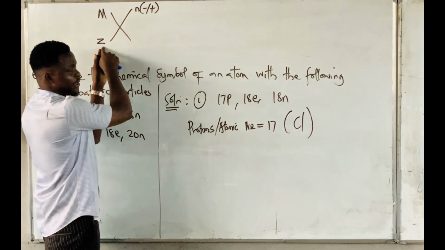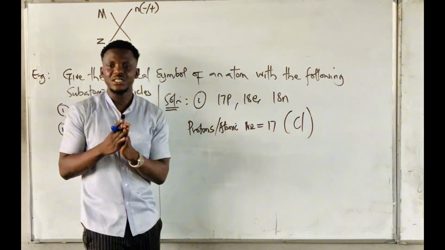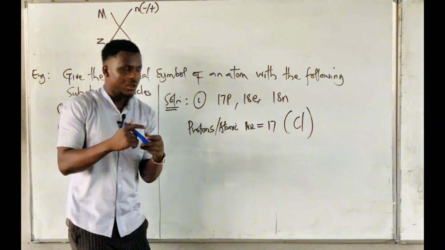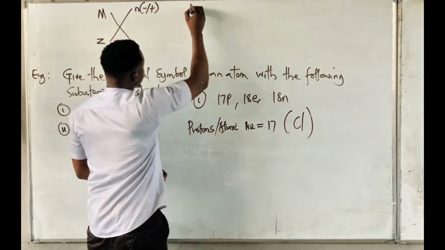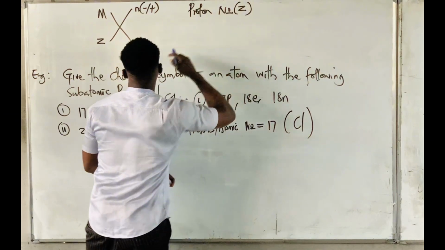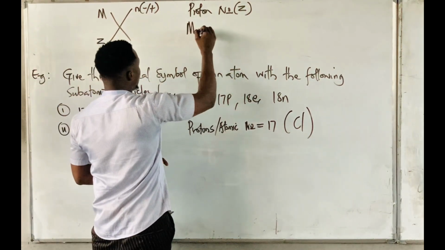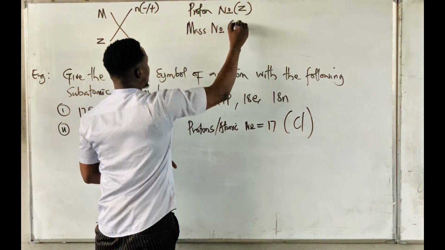So this Z is the proton number, the M is the mass number. If you want to get the chemical symbol, what are the things you should look out for? The things you should be looking out for is the proton number, which is this Z, so that after you must have done that, you put it here. The next thing you should be looking out for is the mass number, which is the M.